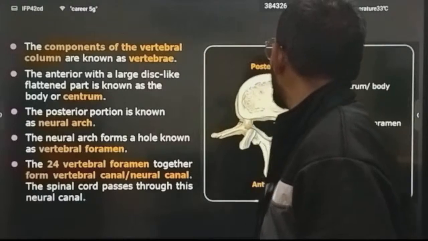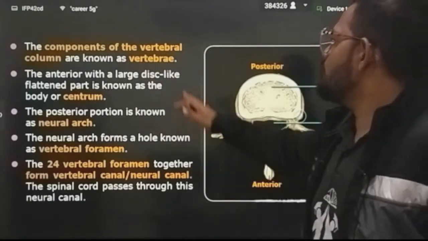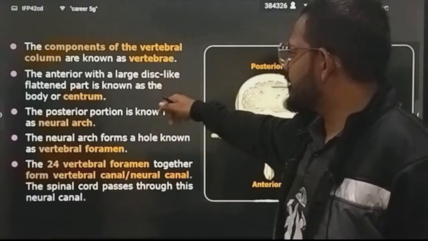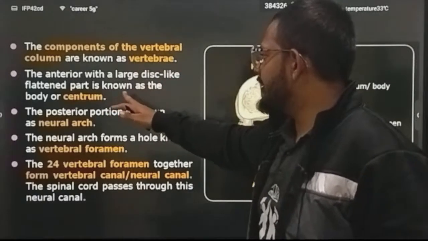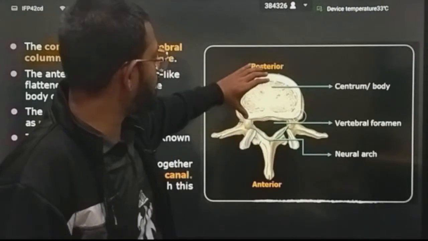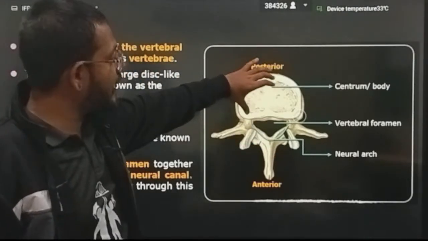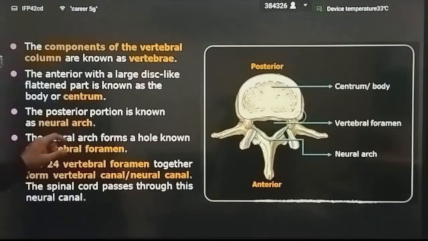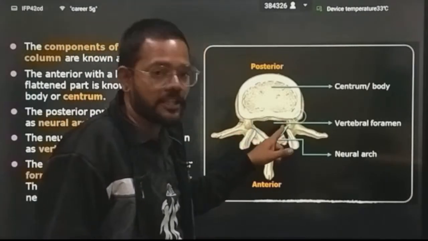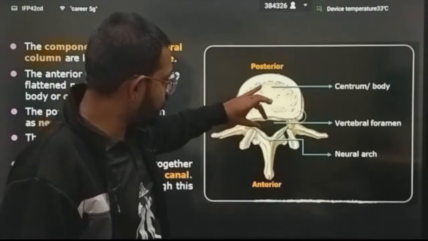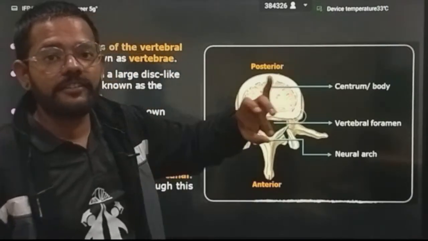So one by one we are going to see these vertebrae. The component of the vertebral column is the vertebra. The anterior, large disc-like flattened part is known as the centrum. If I take one vertebra out, the central, large part is called the centrum or body. Then the posterior portion is known as the neural arch. This posterior, the back part, is called the neural arch, because from this arch the spinal cord will come out.